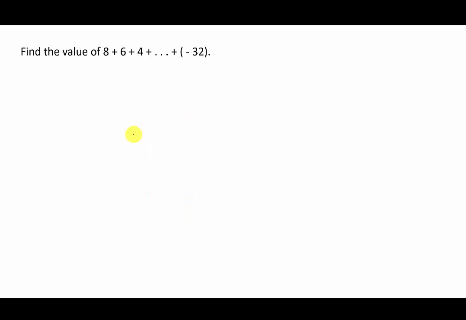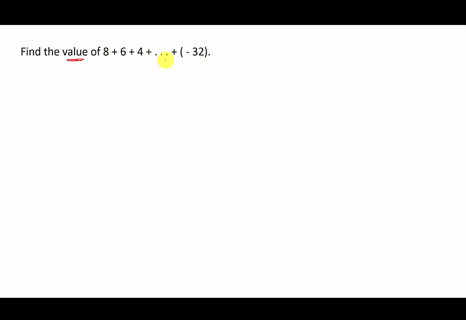Okay, let's look at this next example. It says find the value, again, find the value of 8 plus 6 plus 4 plus, and then we keep going to get here. So that addition there, and it's telling us to add all the terms. So we're actually finding the value of if we were going to add all of these terms together and stop at the negative 32.